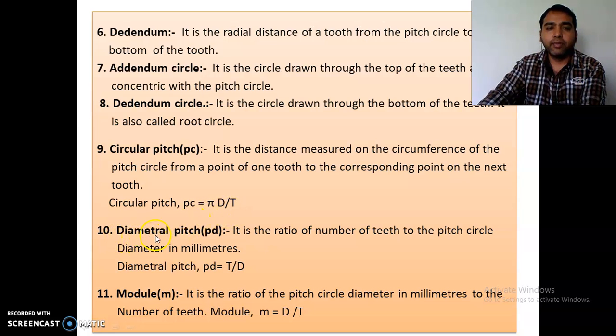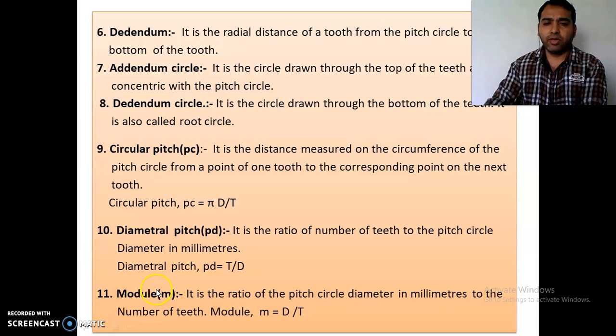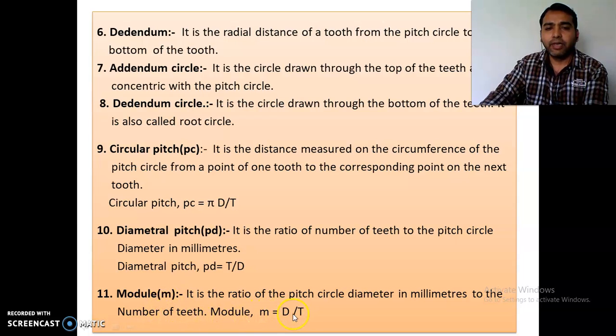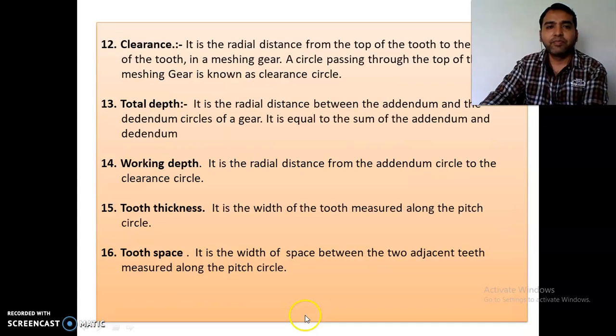Now 10, diametral pitch, PD. It is the ratio of number of teeth to the pitch circle diameter in millimeter. So diametral pitch is equal to number of teeth to the pitch circle diameter. Now module. Module is the ratio of pitch circle diameter in millimeter to the number of teeth. So capital D upon T, pitch circle diameter upon number of teeth.